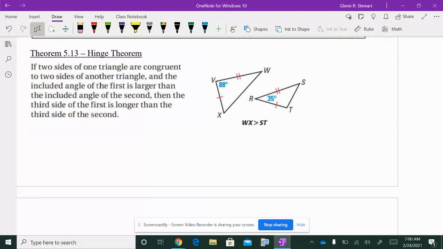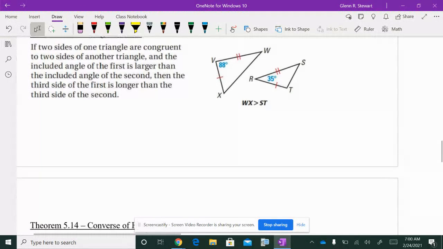Kind of makes sense whenever we're looking at it and we're referring to our triangles that we talked about in Theorem 5.5, which stated that if one side of a triangle is longer than the other, then the angle opposite that longer side is larger, or the side is larger.